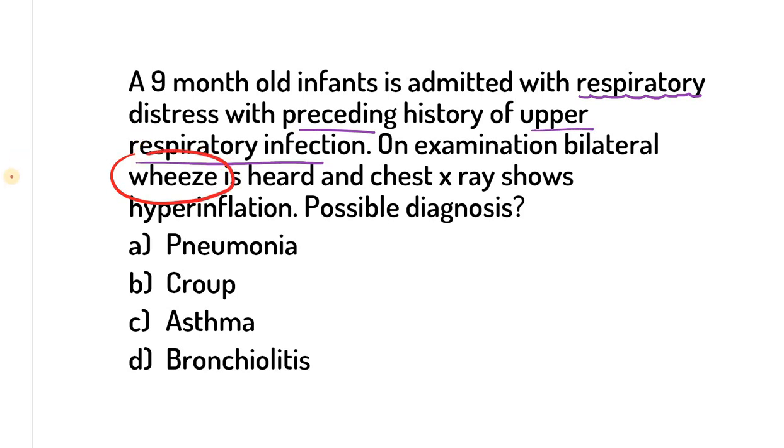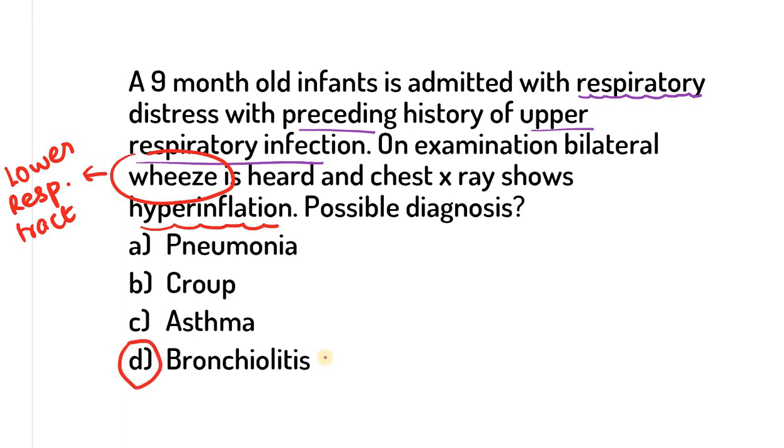What is the finding you are hearing? Wheezing. Wheezing localizes the pathology to the lower respiratory tract, something like the bronchi or the lung parenchyma itself. Chest X-ray shows hyperinflation, meaning too much air inside the lung fields. Question is, what is the diagnosis? Is it pneumonia? Pneumonia is possible, but wheeze is not very common in pneumonia. Wheeze indicates a pathology in the bronchioles or bronchi. The answer is bronchiolitis.